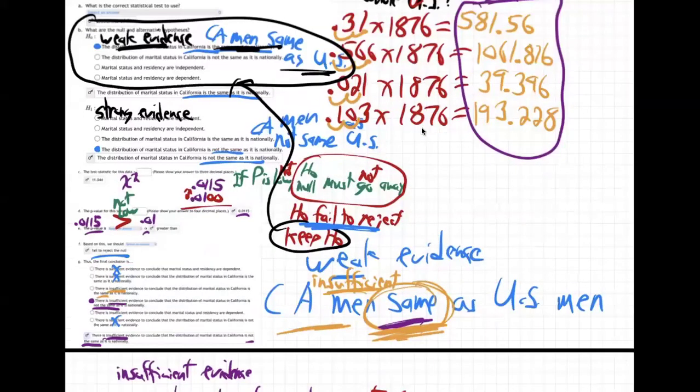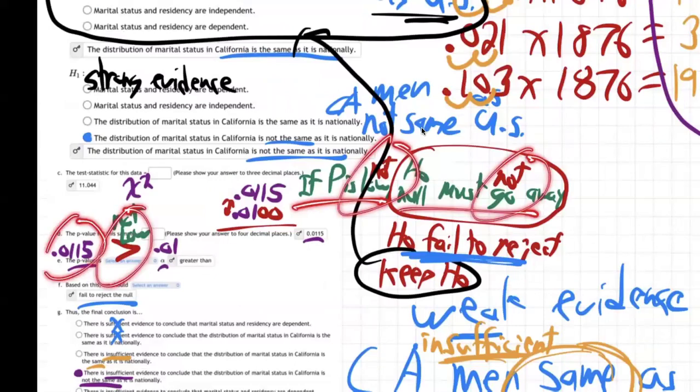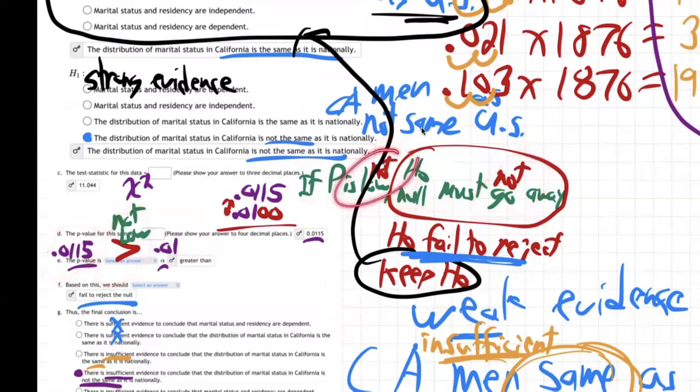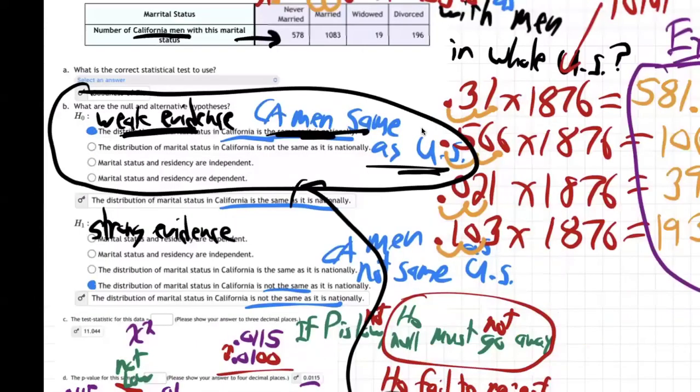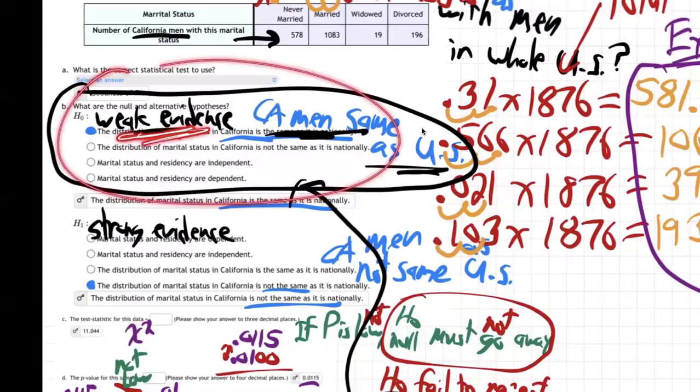How do we know this? Well, we have our saying: if the p is low, the null must go. If the p is not low, the null must not go. Our p-value is greater. It's not low. So if p is not low, the H0 must not go away, meaning we're not rejecting the null, we're keeping the null. What's the null say? Weak evidence always. And it says California men are the same. So we're saying there's weak evidence, and California men really are the same as men in the United States.